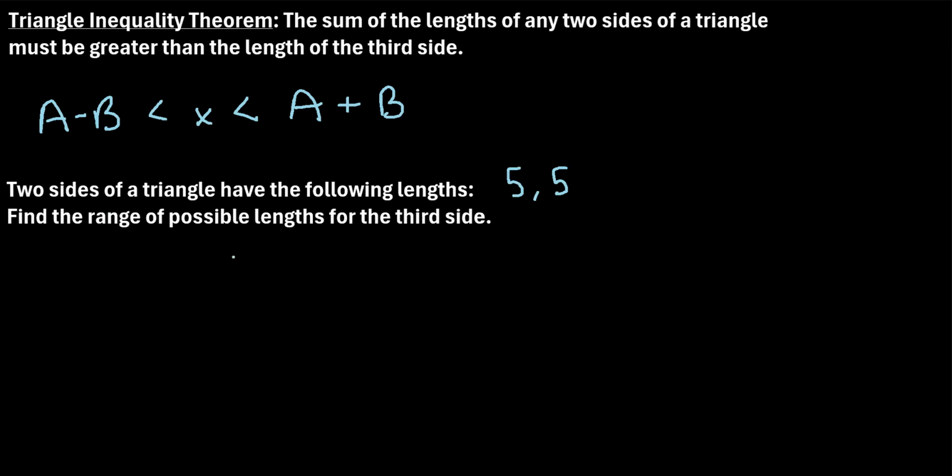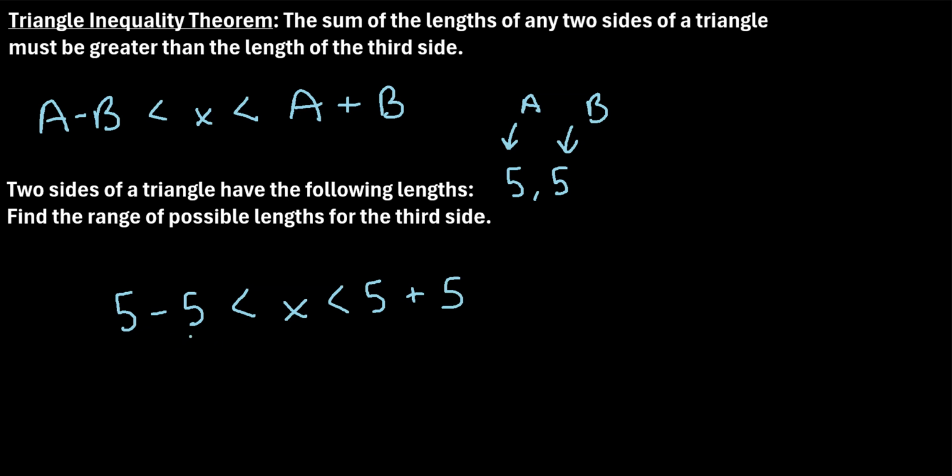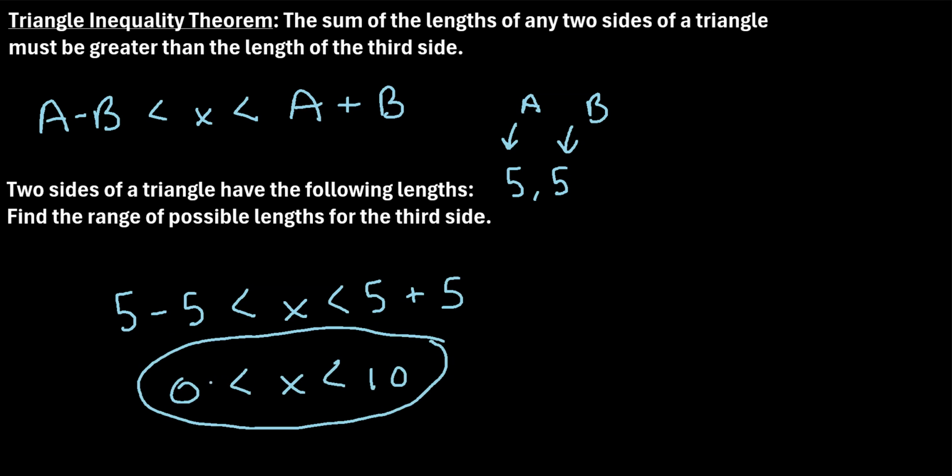All right, let's try one more example. Let's say two sides of a triangle have the following lengths, 5 and 5. Find the range of possible lengths for the third side. So if we call this side A and we call this side B, notice that they're the same value this time, so it doesn't matter which one we call A and B. We'll just plug these into the formula once again. So we get A minus B, so 5 minus 5 is less than x, which is less than A plus B, so 5 plus 5. So we get 5 minus 5 is 0, is less than x, which is less than 5 plus 5 is 10. So x must be between the values 0 and 10, not including 0 and 10.